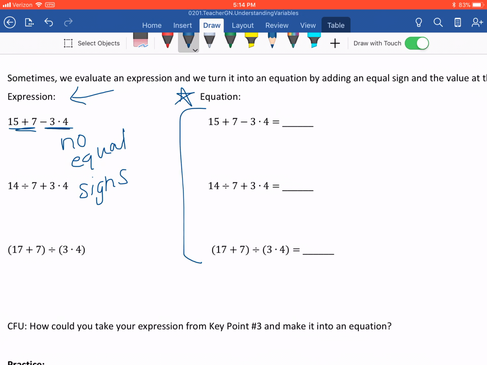All right, let's check it out. First one, 15 plus 7 minus 3 times 4. According to GEMDAS, we should hopefully remember, first thing, 3 times 4. So I have 15 plus 7 minus 12. Next thing, I would add because it is on the left. 15 plus 7 gives me 22. 22 minus 12 leaves me with 10. So for the first one, we should have gotten 10. So this is an equation because it has an equal sign.